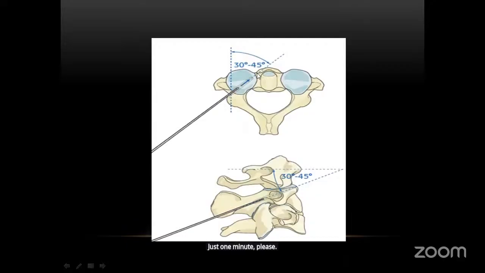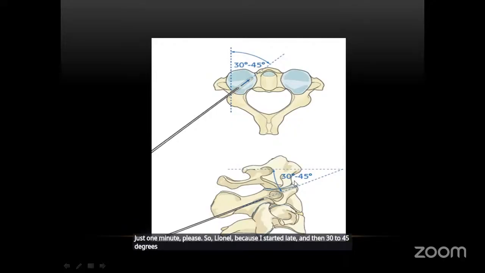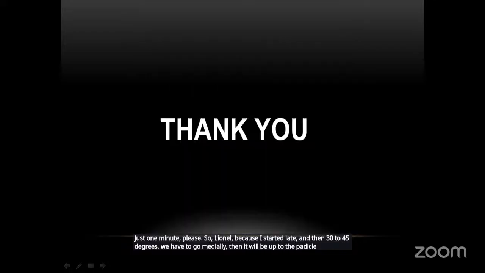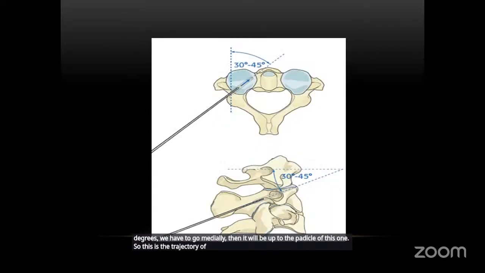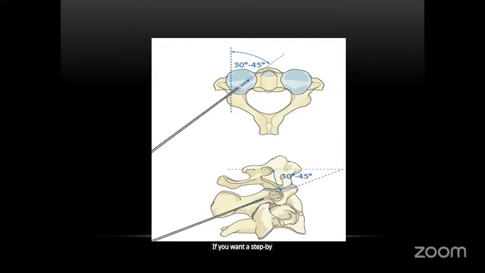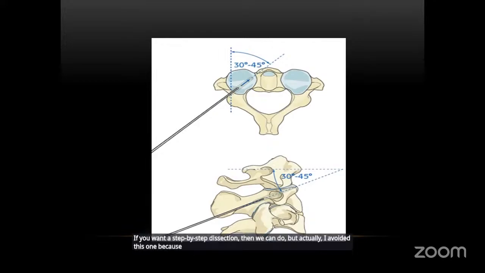I started late, and then 30 to 45 degrees we have to go medially, then it will be up to the pedicle of this one. So this is the trajectory of this one. If you want a step-by-step dissection, we can do it, but I avoided it because the exposure is the same. We just have to open all the posterior elements until the lateral mass.